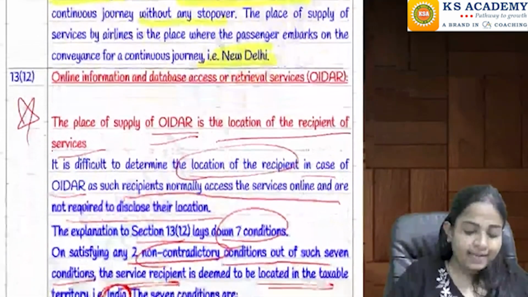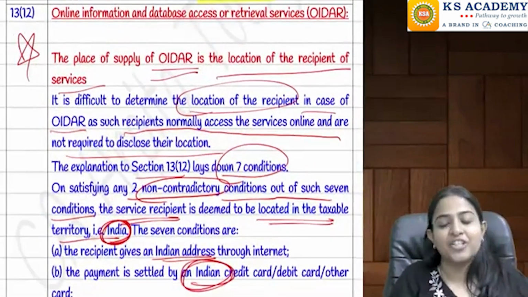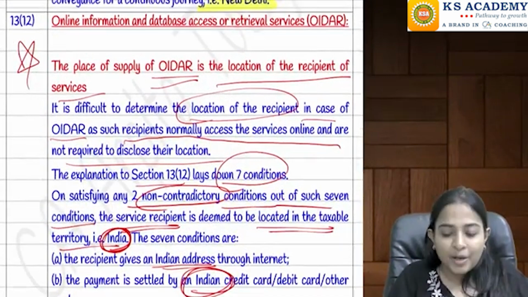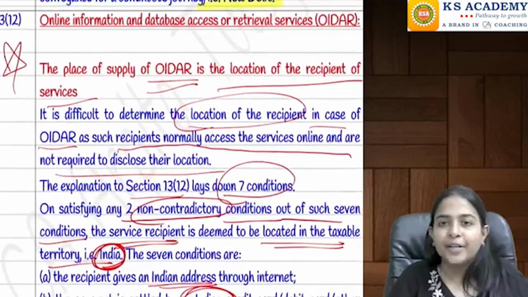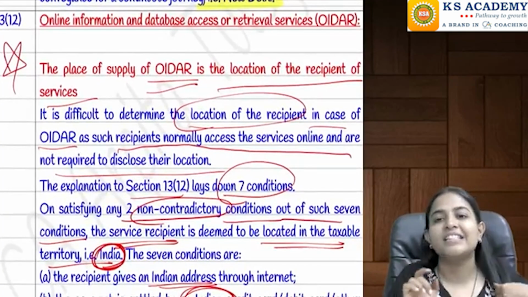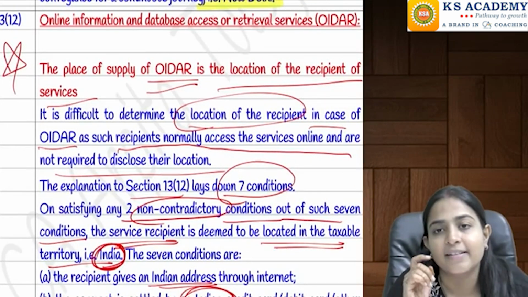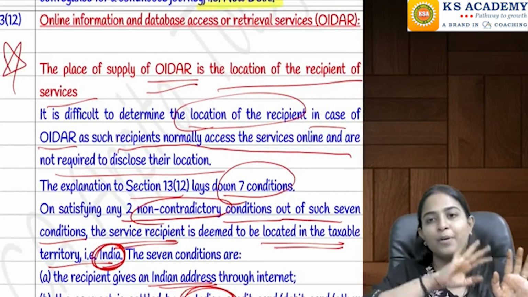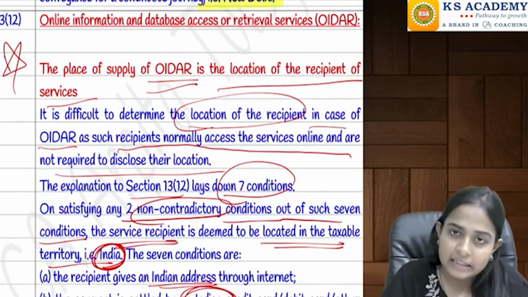Whenever you are revising, try to compare it with section number 12. What will happen is you will become very crystal clear. This was the provision in section number 12, and this is the provision in section number 13.